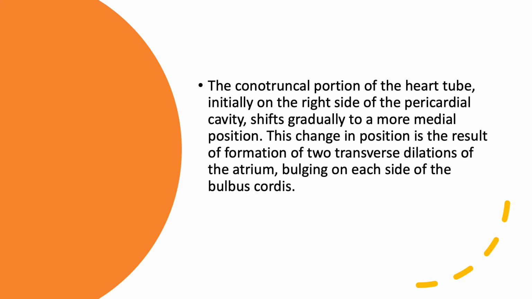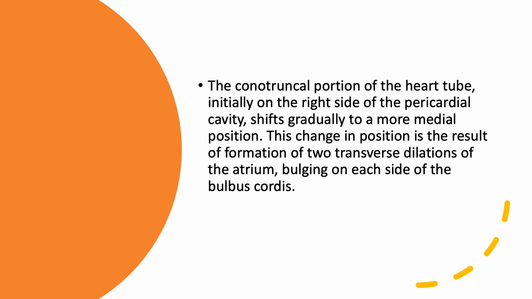The bulbotruncal portion of the heart tube is initially on the right side of the pericardial cavity. So now the heart tube is on the right side of the pericardial cavity. Then it will shift gradually to a more medial position. This change in position is the result of the formation of two transverse dilations of the atrium, bulging on each side of the bulbus cordis. So how will the atrium be formed?